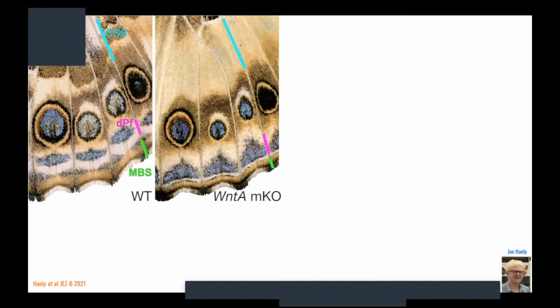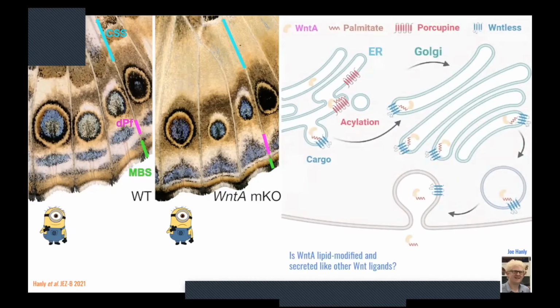So I'm going to make it easier for you to see. In the wild-type side, if you look at the eye spots and chevron, it looks a little bit like a minion, a happy minion. In the mutant, it's a sad minion. All right, everybody sees that, right? Happy minion, sad minion. We were interested in the question, how is Wnt working?